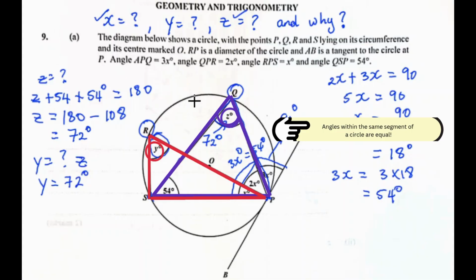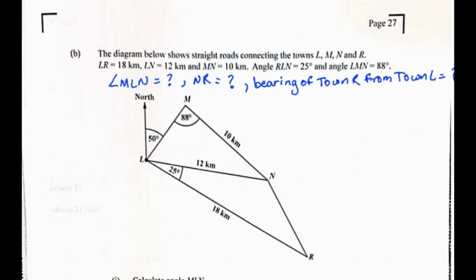So this has brought us to the end of part A. Let's move on now to part B of this question. For part B, I wrote down everything they're asking us to find here, which is we need to find the angle MLN, which is this first one here. This angle right here is what we're trying to find, so I'm just going to put a question mark there.